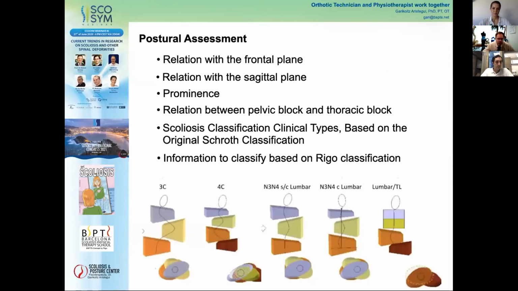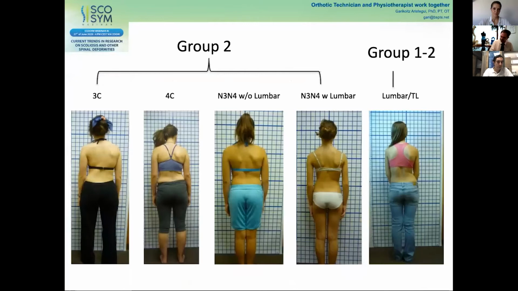Here, for example, you have this slide with the blocks representation and the original Rigo classification, speaking about the 3-curve pattern, 4-curve pattern, non-3, non-4, with or without lumbar curve, or lumbar and thoracolumbar. Okay, this is very good. This is nice. But I would like to see, when we are looking and watching the patient, we are in front of the patient, sorry.